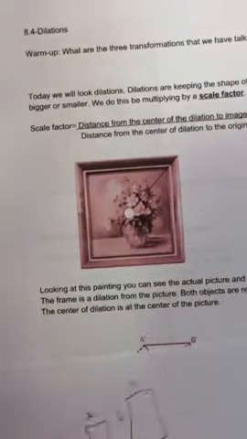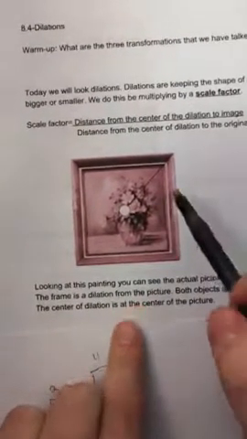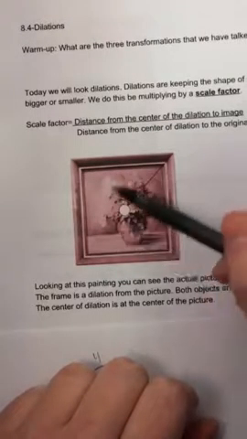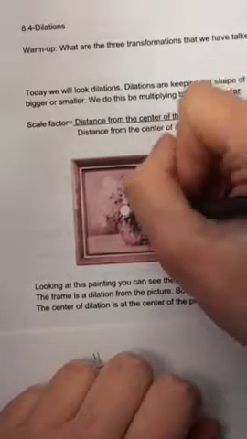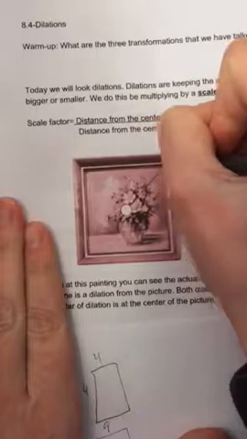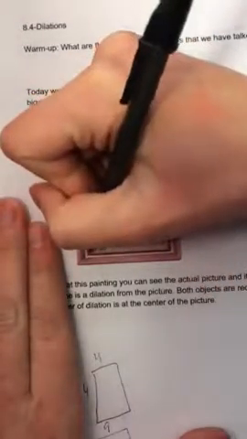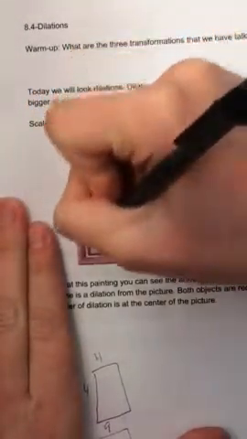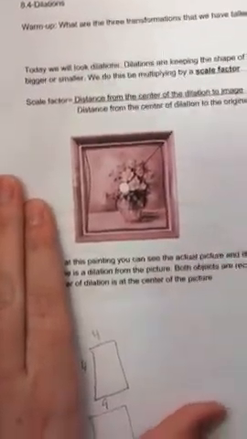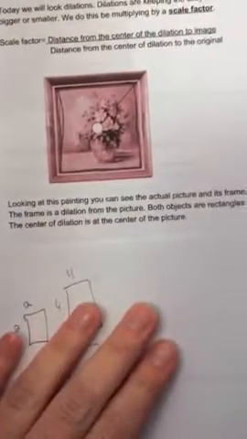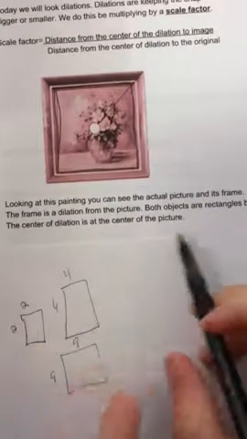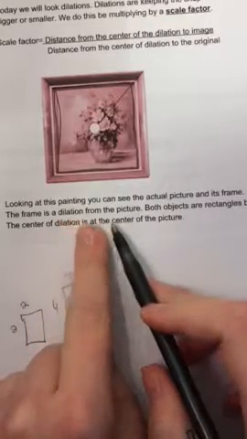So here's just a picture. If you look at the painting, so hopefully yours shows up a little bit better, but we can see this painting here, and this is the painting portion of it, okay? This inside square, and the outside square is the frame, right? You've all seen pictures with frames. So you can see the actual picture in its frame. The frame is a dilation from the picture.